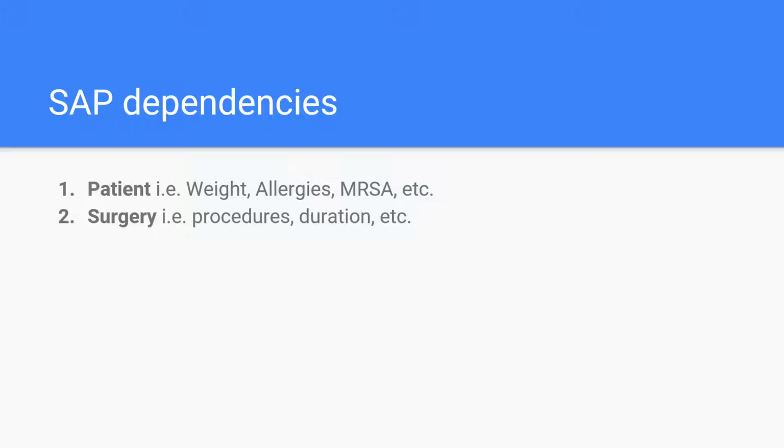So from the guidelines, I identified the key dependencies. SAP is really dependent on patient variables like the weight. Has the patient got allergies? The MRSA flag. And then some surgery variables like the procedures involved, and how long the surgery is going to take.